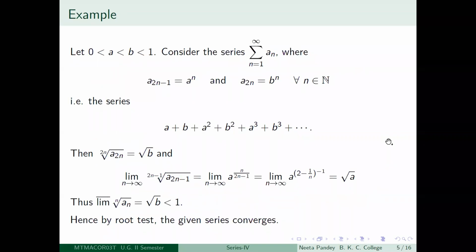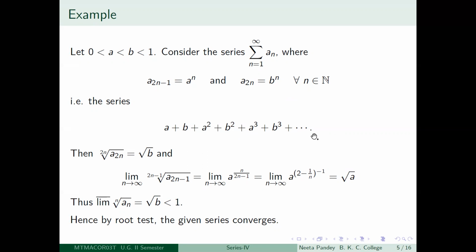So as an example, let us look at this. Suppose I have two real numbers, a and b, and they have this relation: a less than b less than 1. Then you look at the series summation an, where the odd terms are a to the power n and the even terms are b to the power n. So how does the series look? It starts with a, then you add b to it: a plus b plus a squared plus b squared plus a cube plus b cube plus etc.